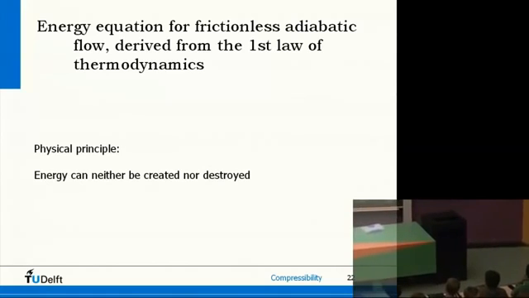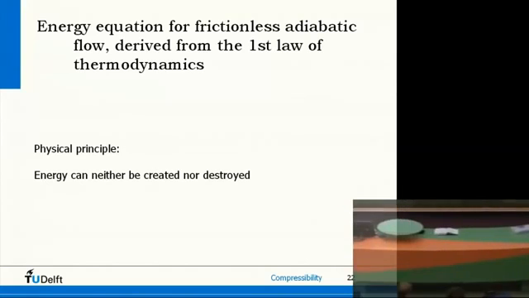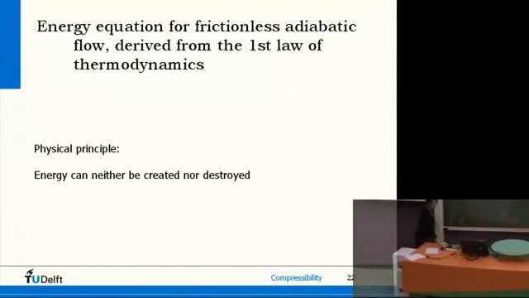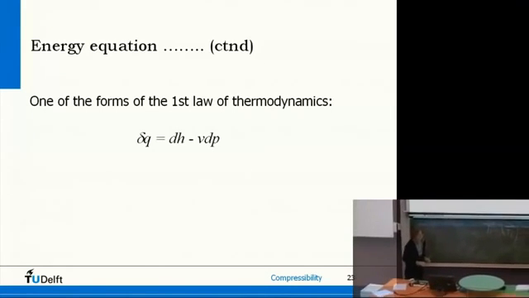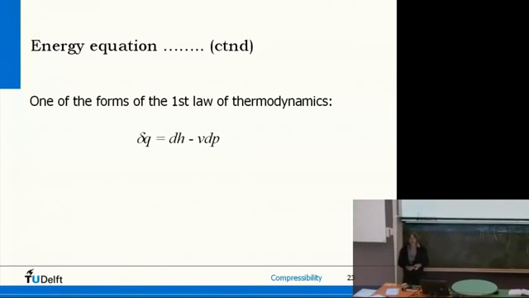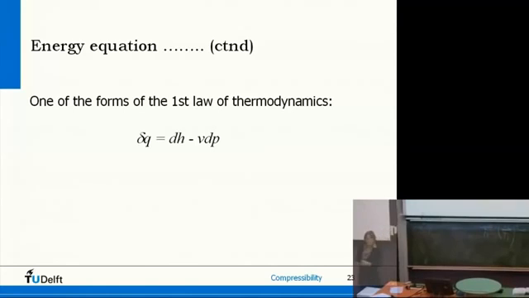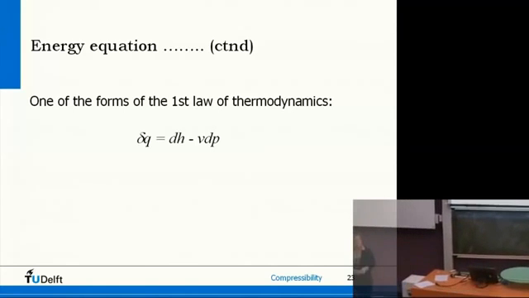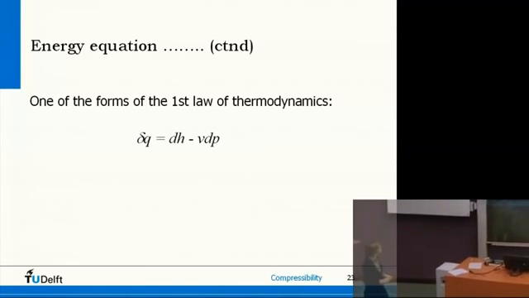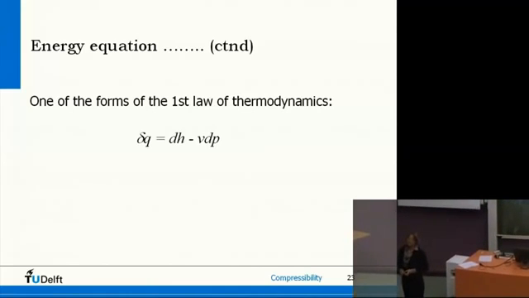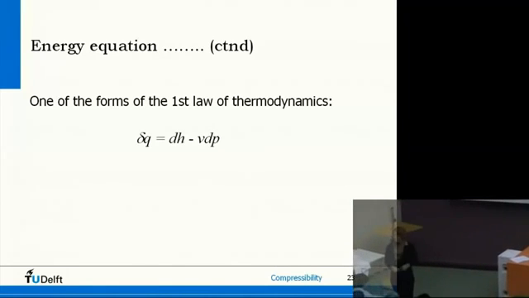The physical principle is that energy can be neither destroyed nor created. So we conserve energy. And where do we start for our energy equation? The first law of thermodynamics. And we use this form: dQ is dH minus VdP, still per unit mass, right? H is enthalpy per unit mass. V is my specific volume. dP is pressure changes. dQ is heat added or subtracted.